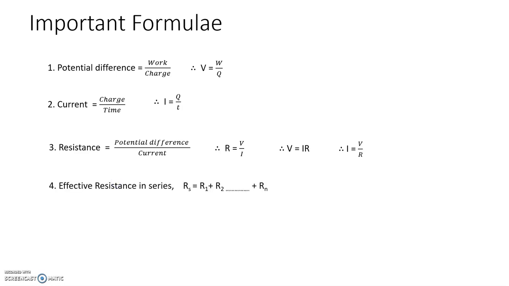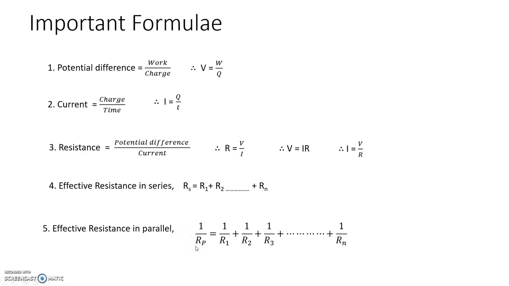Effective resistance in series is denoted as Rs. If R1, R2 are the resistors, up to n number of resistors, then we can say Rs is equal to R1 plus R2 plus dot dot dot up to plus Rn. Similarly, effective resistance in parallel is denoted as Rp, and 1 upon Rp is equal to 1 upon R1 plus 1 upon R2 plus 1 upon R3 plus dot dot dot plus 1 upon Rn, where R1, R2, R3, Rn are the resistors.